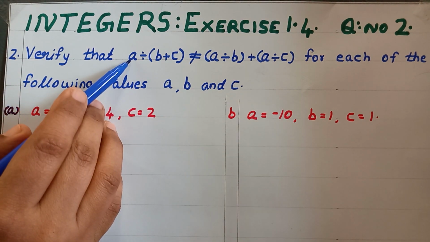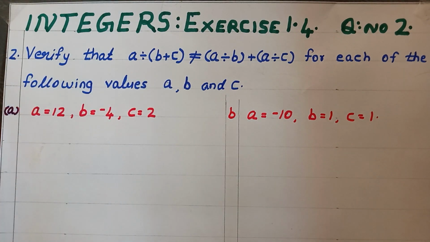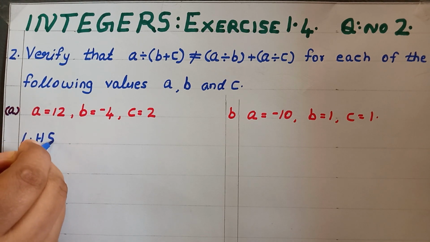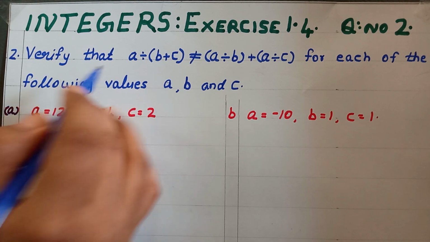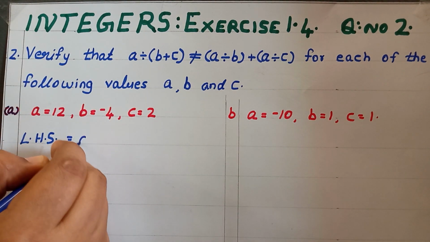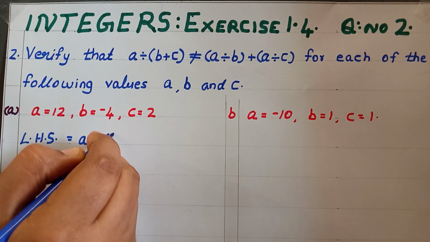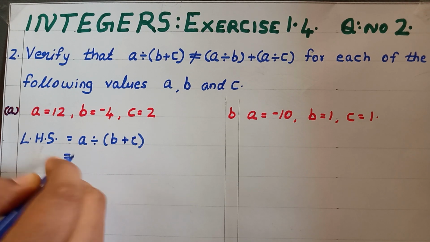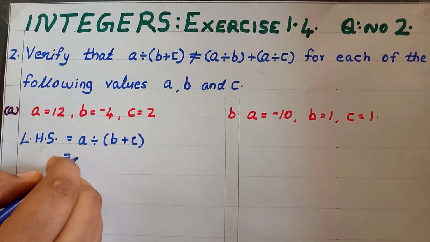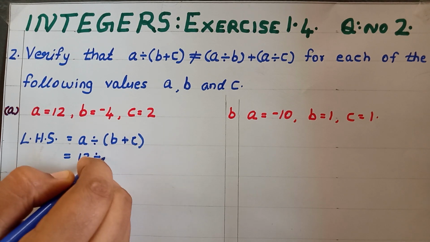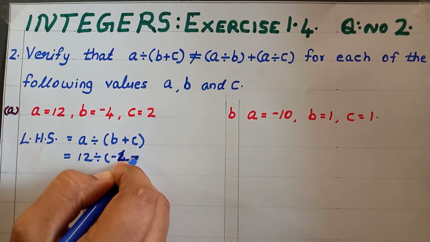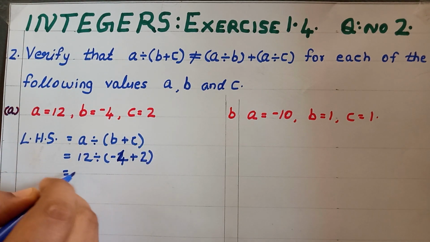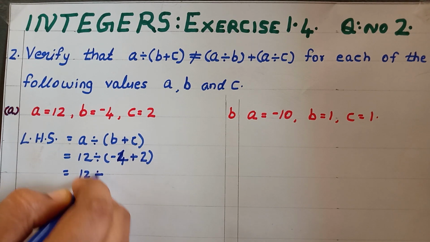First we are going to find the LHS of this equation. LHS means left hand side. LHS equal to a divided by (b plus c) equal to, substitute the values of a, b and c, 12 divided by (minus 4 plus 2) equal to 12 divided by, what is the value inside this bracket?